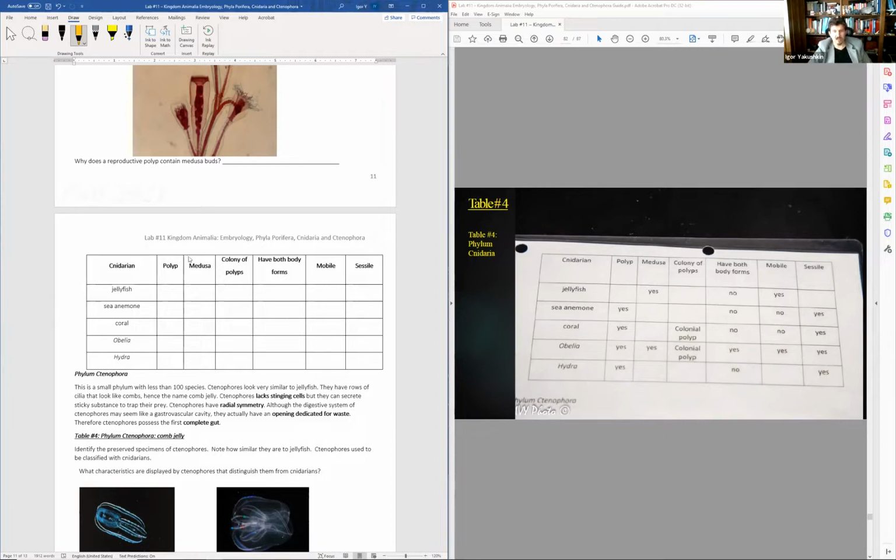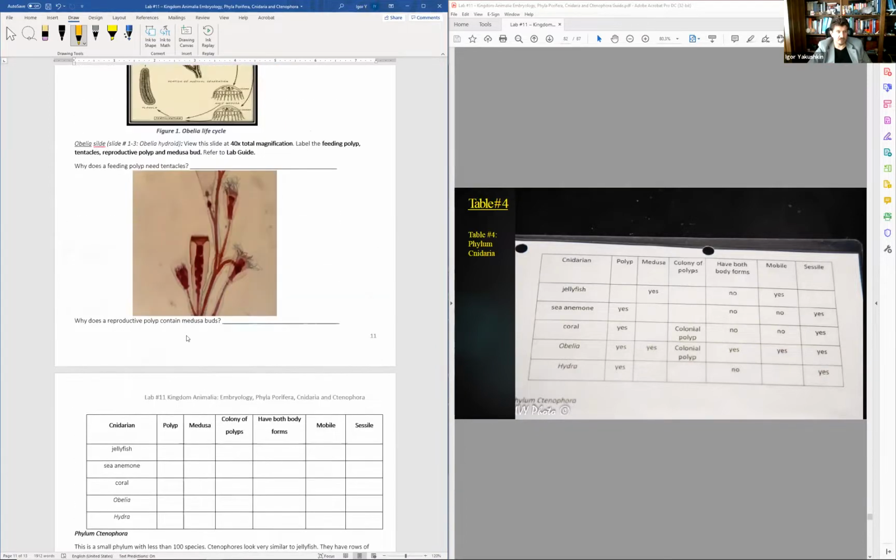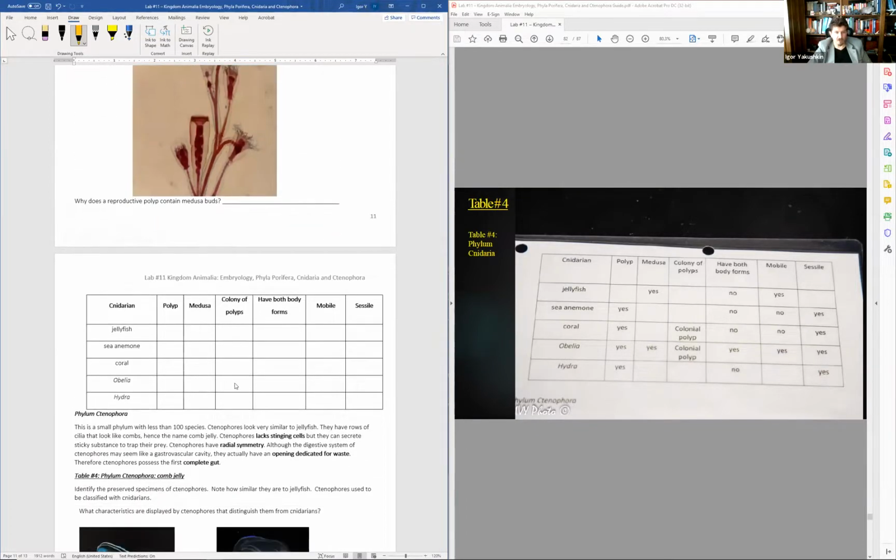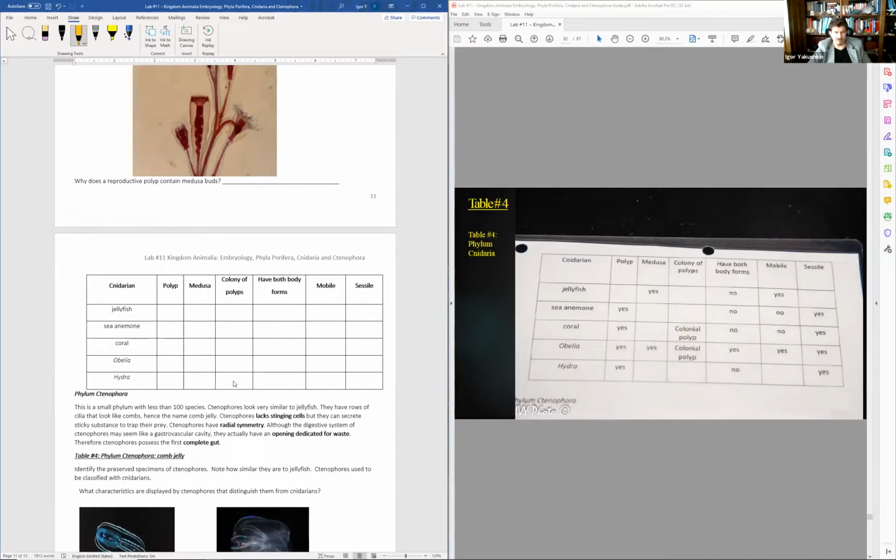Obelia, which is a type of polyp as well as the medusa, right here. We have both of those, and it's a colony, and it has both of the forms, and some of them are sessile, some of them mobile. And then Hydra is the polyp, does not really have a medusa form, not a colony, and it's somewhat mobile, again, can do that particular Hydra seesaw, but generally sits and waves its tentacles, so it's considered to be sessile.